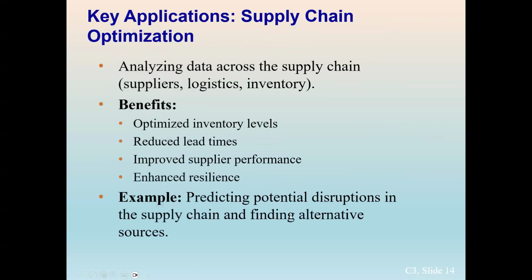Then next is the key application of supply chain optimization. And here we mention analyzing data across supply chains, such as suppliers, logistics, and inventory. So these are the benefits: to optimize inventory levels, reduce lead times, improve supplier performance, and enhance resilience. So example here, predicting potential disruption in the supply chain and finding an alternative solution.